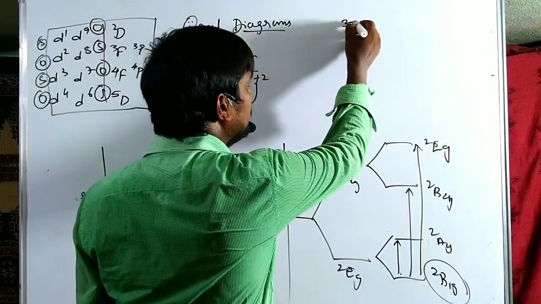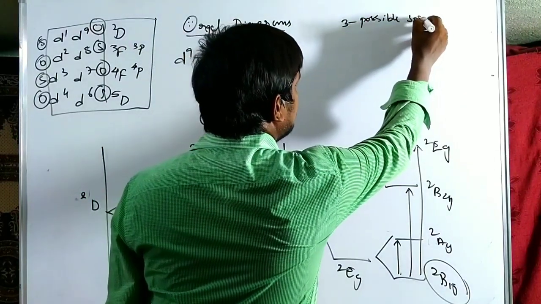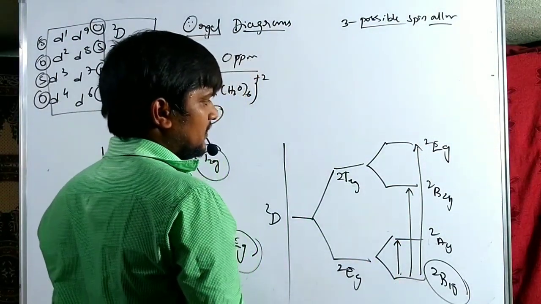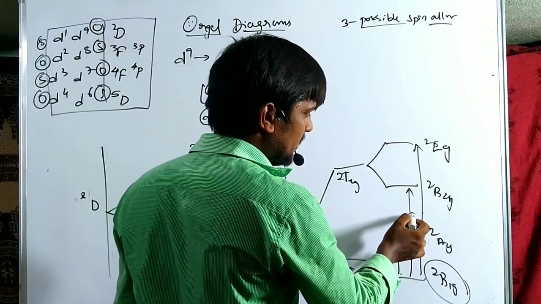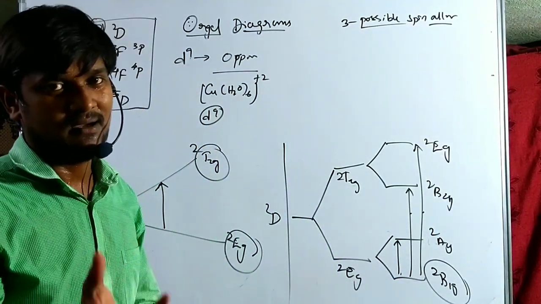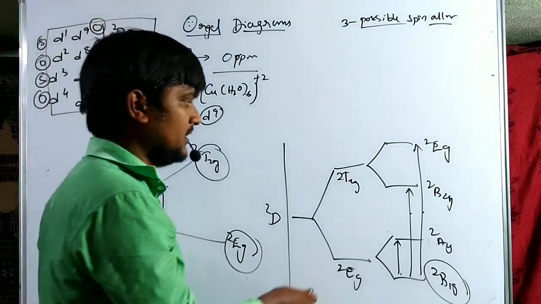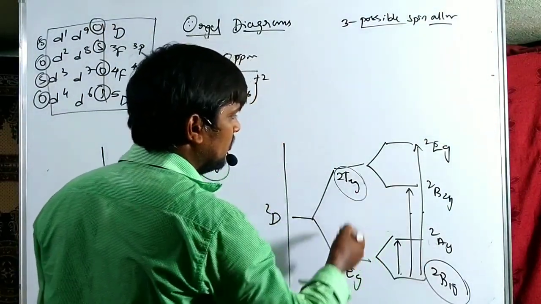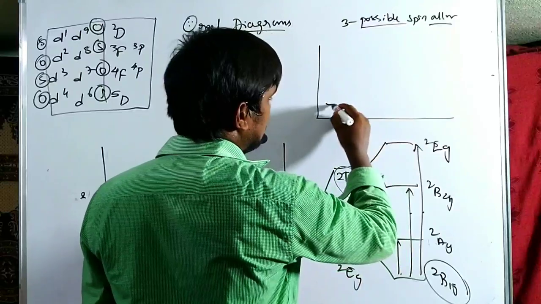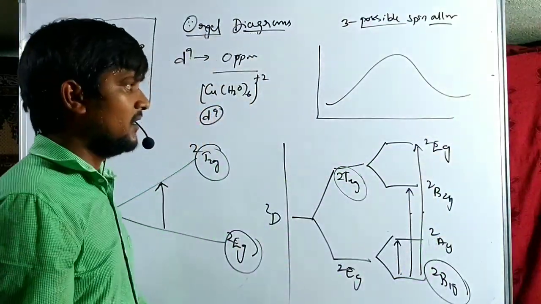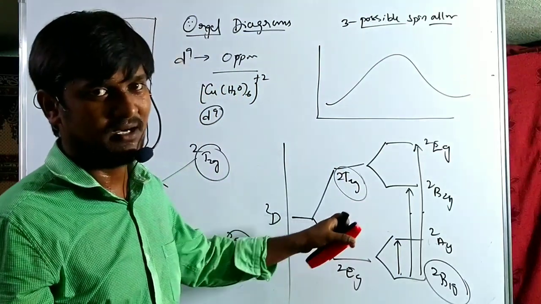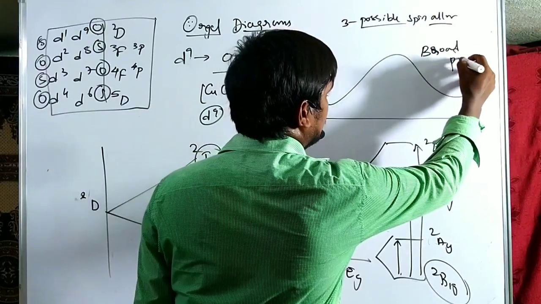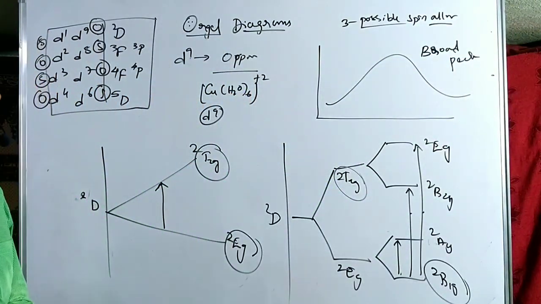Okay, now here we observed three possible spin allowed transitions having an energy gap. These two energy levels have Jahn-Teller distortion. In the T2g level there is only poor Jahn-Teller distortion, that means the energy levels will be close together. So all three energy levels overlap due to the poor dynamic Jahn-Teller distortion. Now it is shown as a broad peak. Okay, this is the term symbol for the d9 configuration.